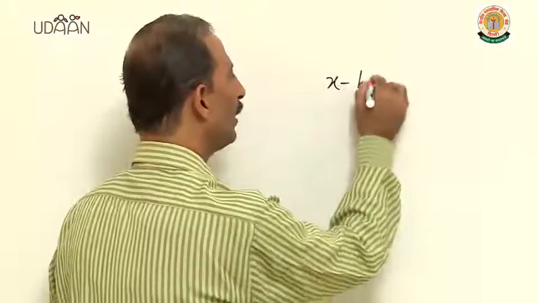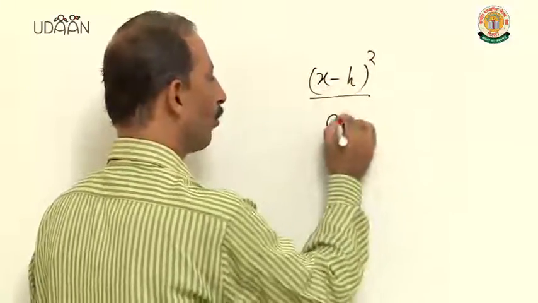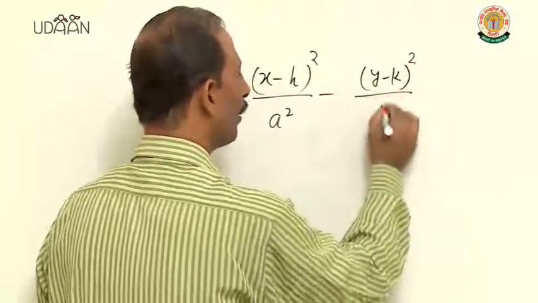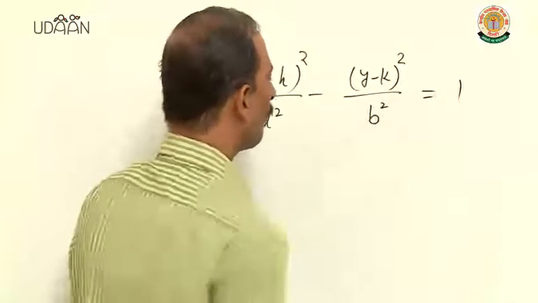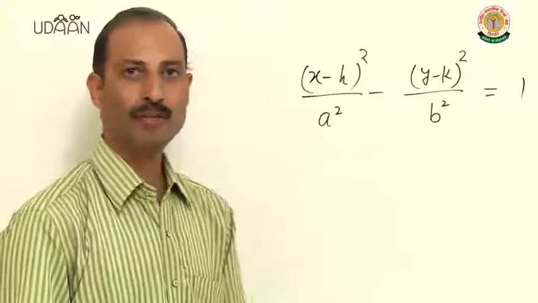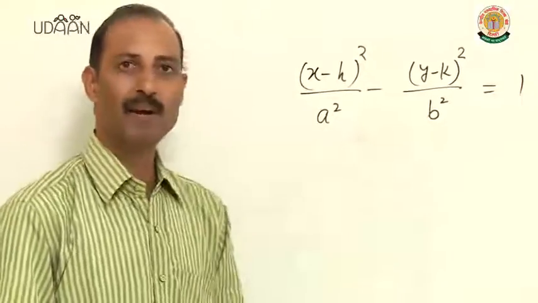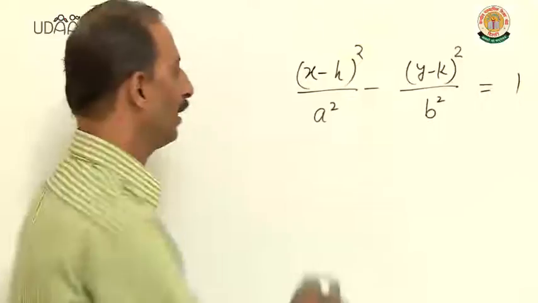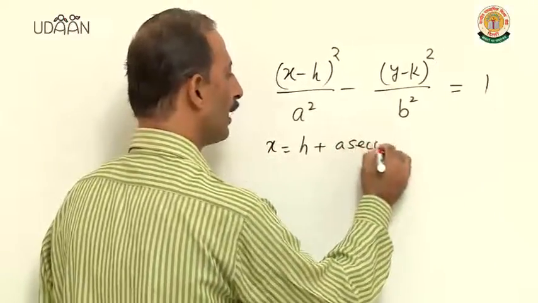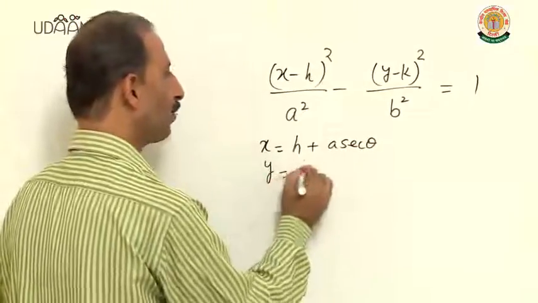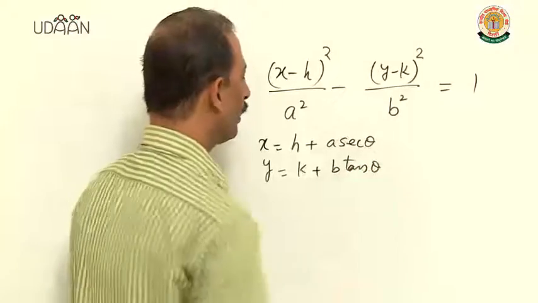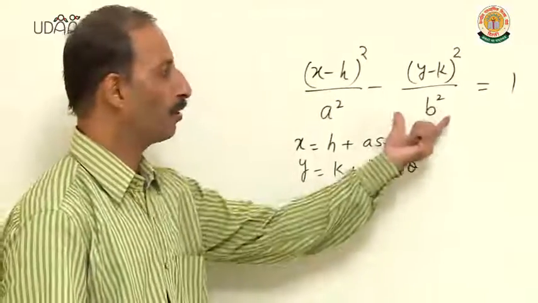अगर सेंटर h comma k है तो हाइपरबोला का इक्वेशन होगा x माइनस एच का होल स्क्वायर अपॉन a स्क्वायर माइनस y माइनस k का होल स्क्वायर अपॉन b स्क्वायर इज इक्वल टू 1. इस इक्वेशन के लिए पैरामीट्रिक कोऑर्डिनेट्स क्या होंगे? x will be h plus a sec theta and y will be k plus b tan theta. So this is the parametric form for this equation.